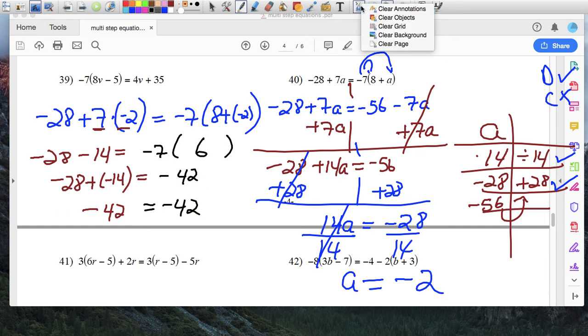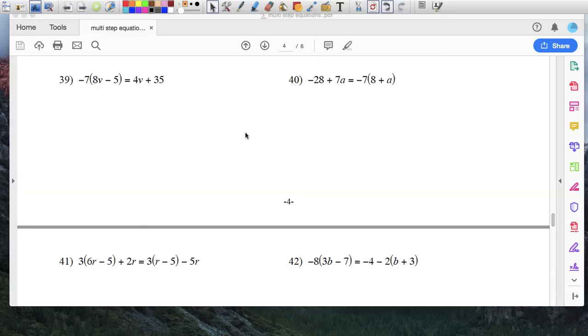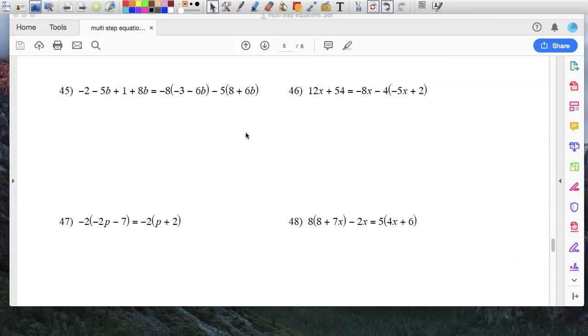And 39. Why am I doing 39? No, it's 40. Okay, 40. We're doing 45 next. Yikes. And then 48. 45 is a little long.